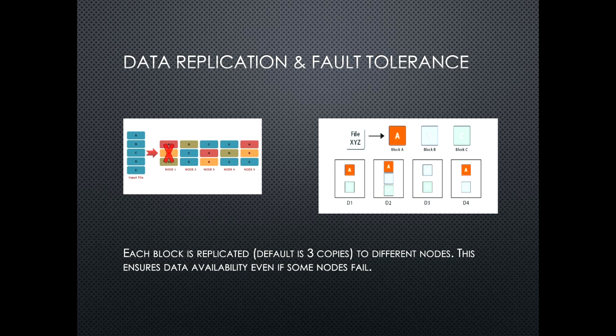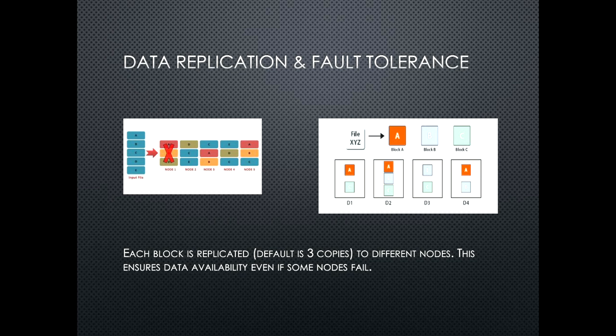In the second diagram, it is similar. Block A, block B, block C are 3 chunks of file XYZ. So the block A of file XYZ has a main copy in data node 1, and then data node 2, and then data node 4, which makes it available even if one of them is not available or down.